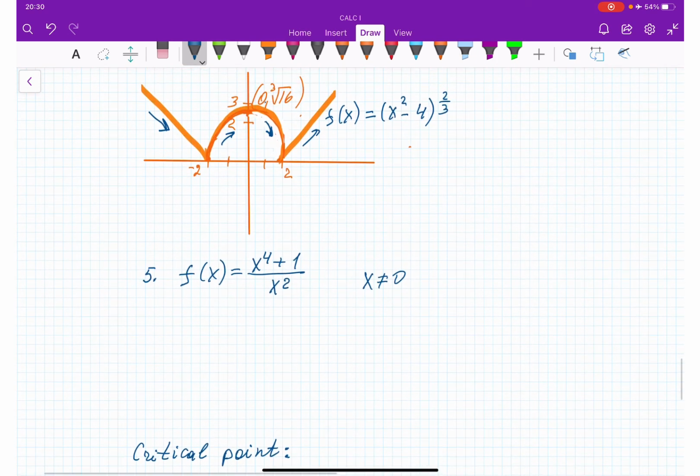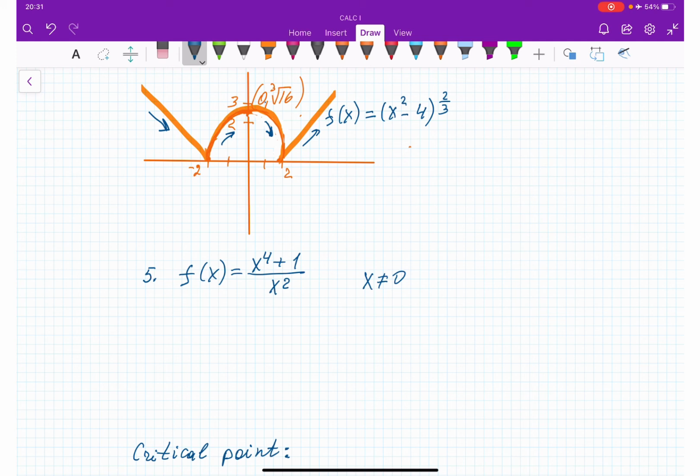Question number 5. I think it's the last question. So f of x is equal to x to the power 4 plus 1 over x squared. So right away, the first condition is going to be that x cannot be equal to 0, which is also going to be considered a critical value. Critical values, just to make clear, are points where the derivative doesn't exist, so x cannot be equal to 0.